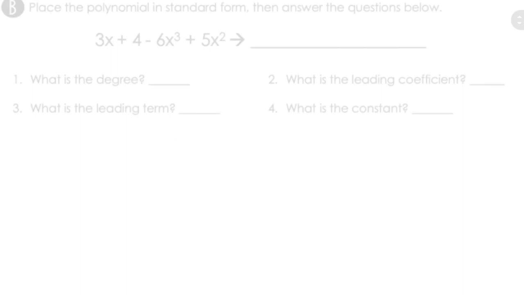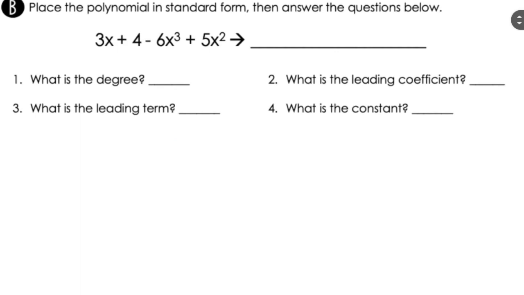All right, and we are moving on to part B. The question says to place the polynomial in standard form, then answer the questions below. So I have a polynomial that's here. I'm going to look through the polynomial and find the term that has the highest value of the exponent. And that happens to be this term over here. The value of the exponent is 3, which is bigger than the rest of the terms in the polynomial. So I'm going to go ahead and write down that first term.